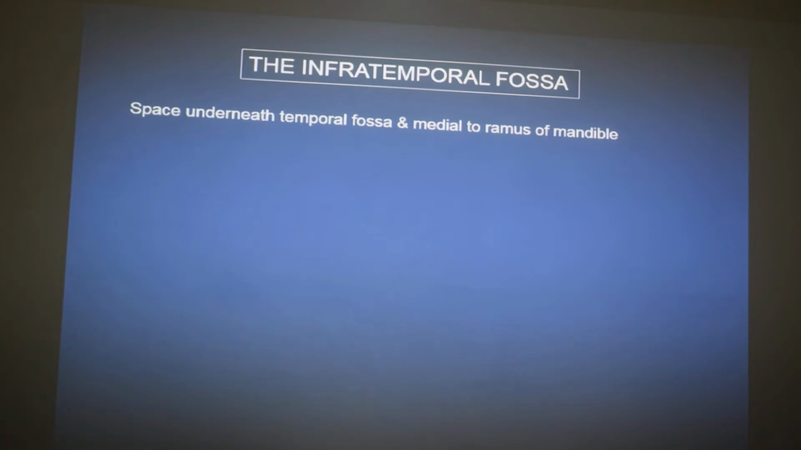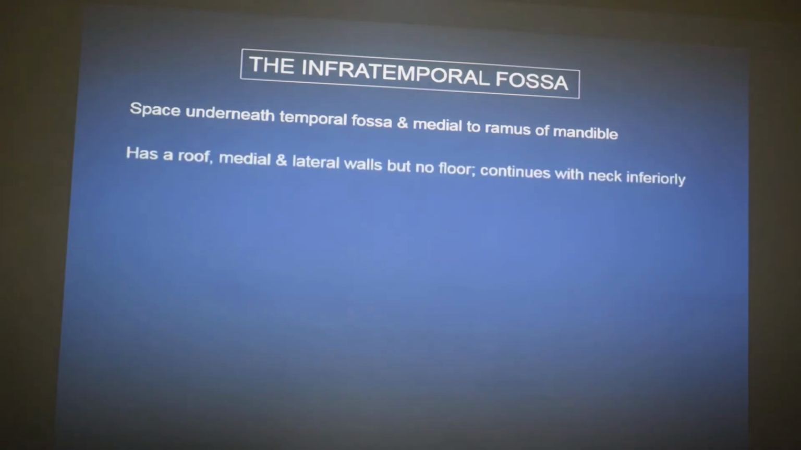Now you should remember that the infratemporal fossa has a roof, it has a lateral wall, it has a medial wall, but it does not have a floor. In the floor, it is communicating with the neck. So the triangles of the neck are going to communicate in the floor of the infratemporal fossa. So there is a lateral wall, there is a medial wall, and there is a roof.